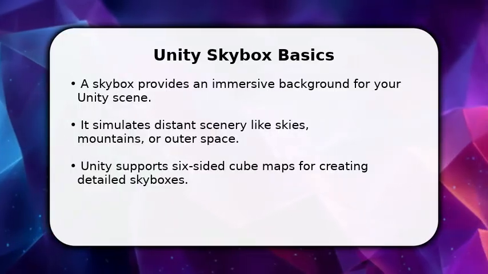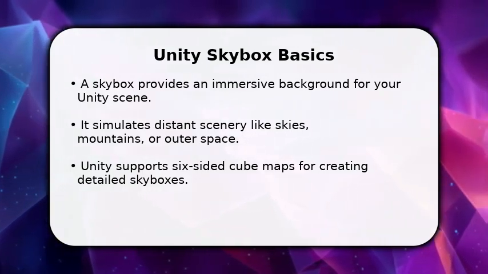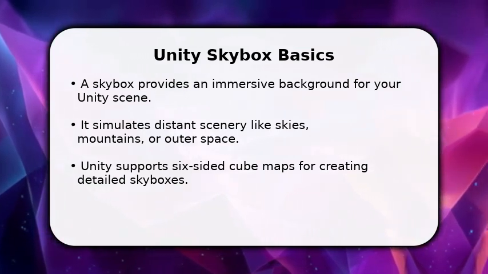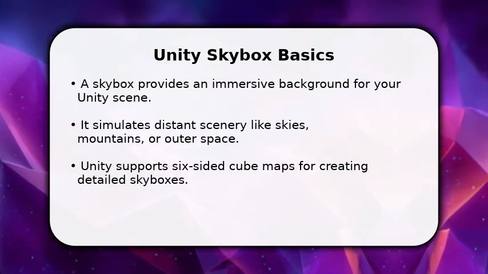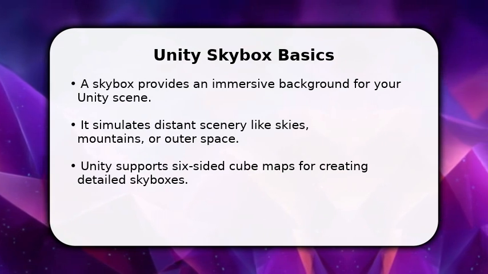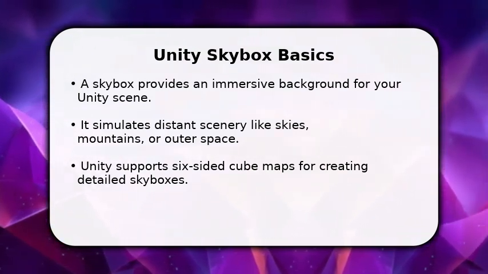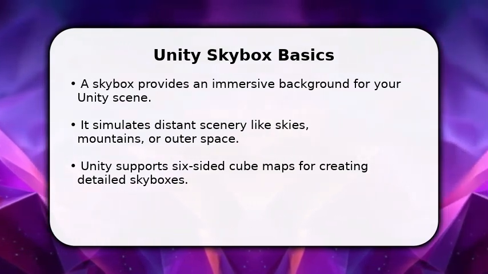In this video, I will explain how to make a Unity skybox. First, understand that a skybox is a six-sided cube map that wraps around your scene, creating the illusion of a distant environment. It's crucial for setting the mood and providing a realistic backdrop, whether it's a clear blue sky, a starry night, or an alien landscape. We'll cover the essential steps to get your skybox looking great and integrated seamlessly into your project.